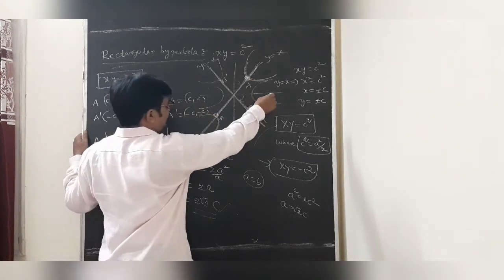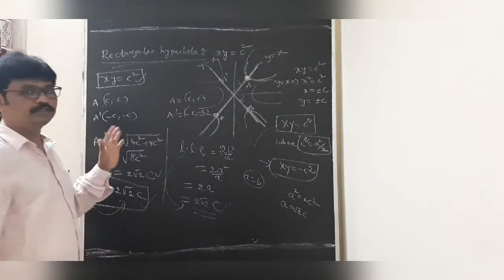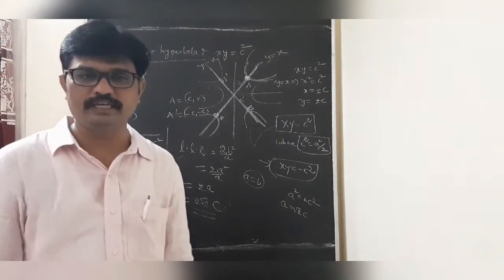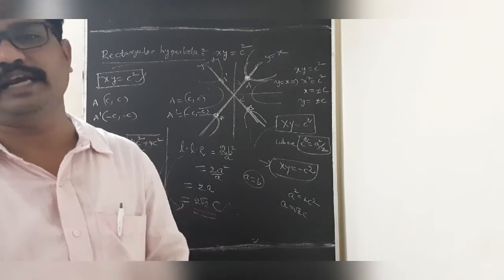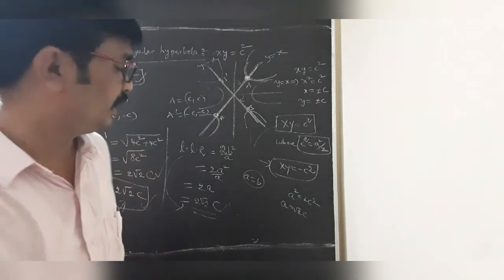Now, my dear students, the equation of the asymptotes of xy equals c square are the coordinate axes. Suppose we have x square minus y square equals a square, then its asymptotes are y equals x and y equals minus x.